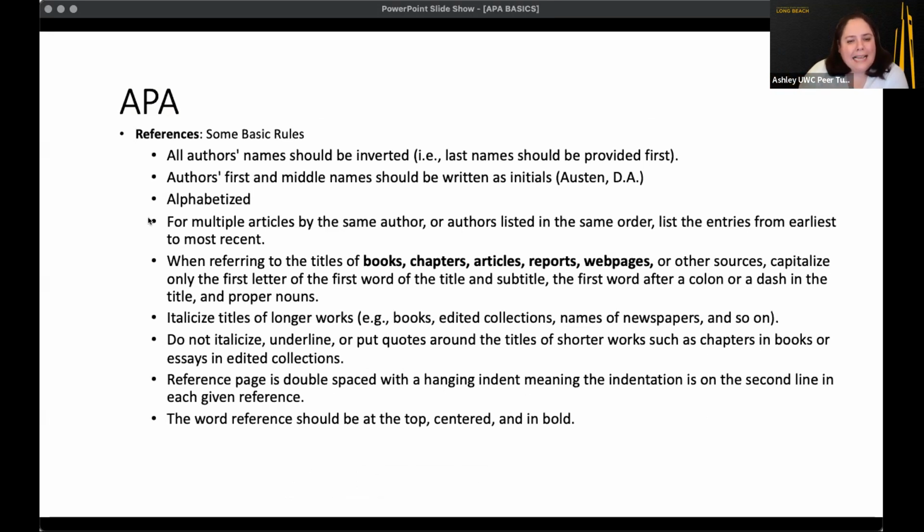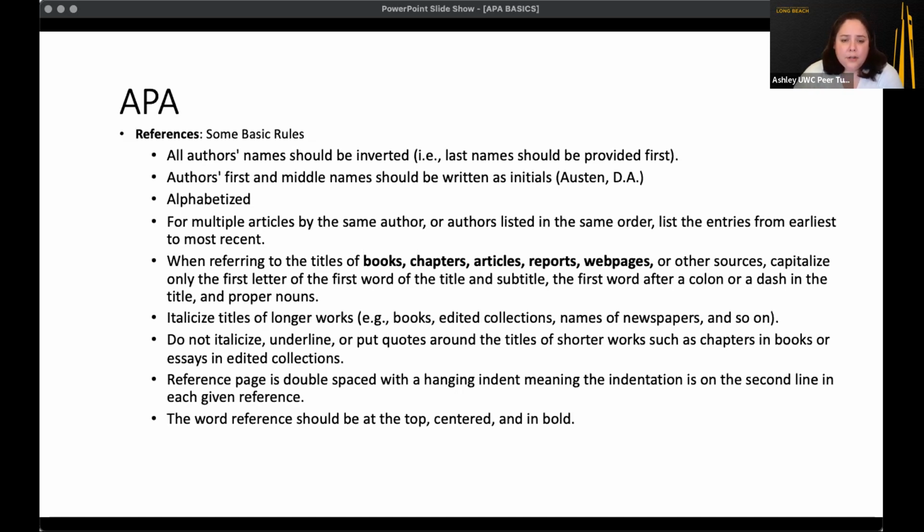Make sure it's alphabetized. For multiple articles by the same authors, or authors listed in the same order, list the entries from earliest to most recent published. When referencing titles of books, chapters, articles, reports, web pages, or other sources, capitalize only the first letter of the first word of the title and subtitle. And we'll take a look at that later in a bit.